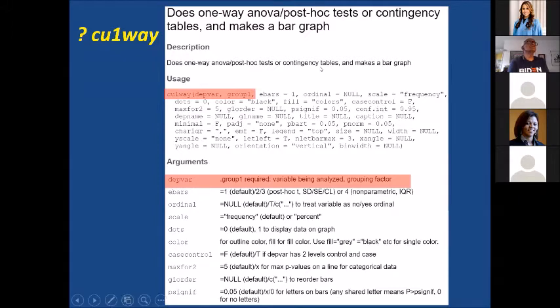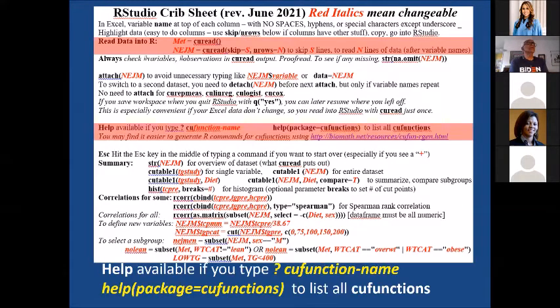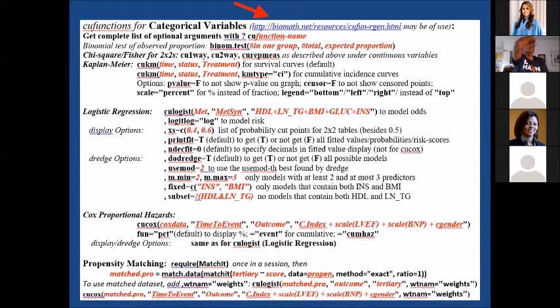CU-1-way, which will be one of the first things that we learn. The simplest way is just two arguments. You say what you want to analyze and what the group variable is. That's it. But it has a huge number of additional options to control non-parametric or parametric analysis, or the way you want the graphs to look and so on. I showed you this crib sheet last time, and I won't go into them now.